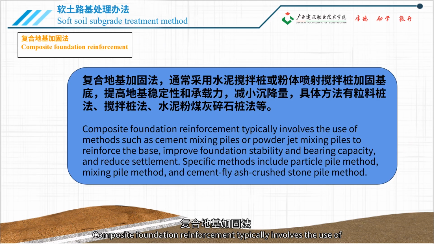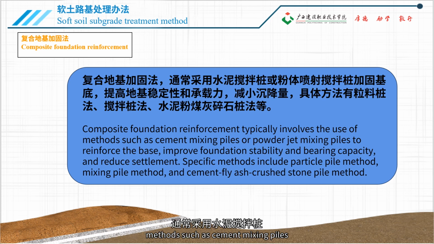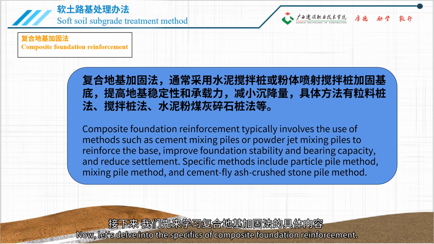Composite foundation reinforcement typically involves the use of methods such as cement mixing piles or powder jet mixing piles to reinforce the base, improve foundation stability and bearing capacity, and reduce settlement. Specific methods include particle pile method, mixing pile method, and cement fly ash crushed stone pile method. Now, let's delve into the specifics of composite foundation reinforcement.